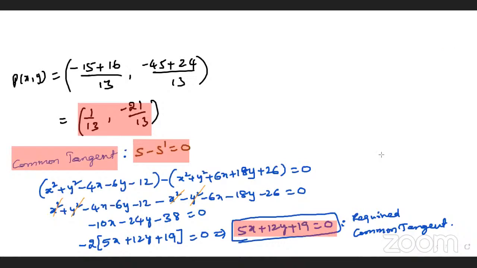Common chord also, S minus S dash is equal to 0. And radical axis, S minus S dash is equal to 0. Yes, very good. In all these cases we are going to use the same formula. So we are going to get radical axis, common chord, and common tangent even in the 2 marks questions also.